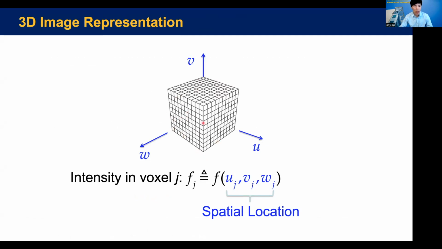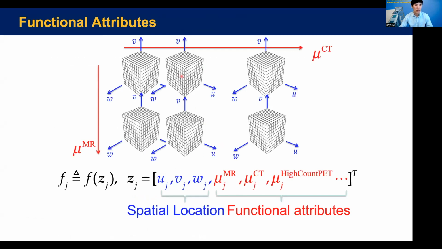There are 3 axes. What we're going to do is add additional attributes, additional axes, such as a co-registered CT image, co-registered MR image, or co-registered high-count PET images. I will show how we get those.